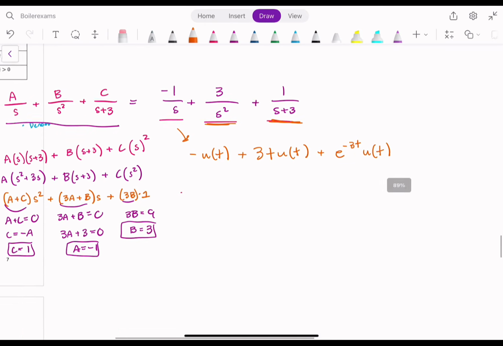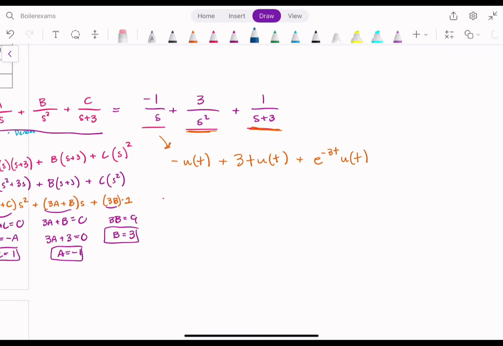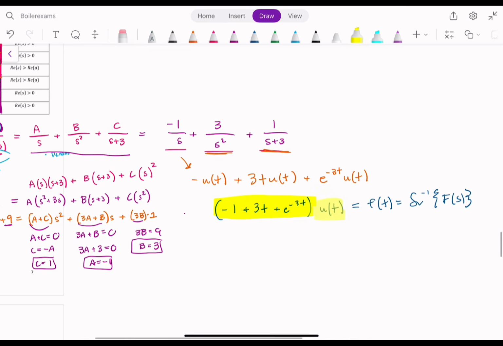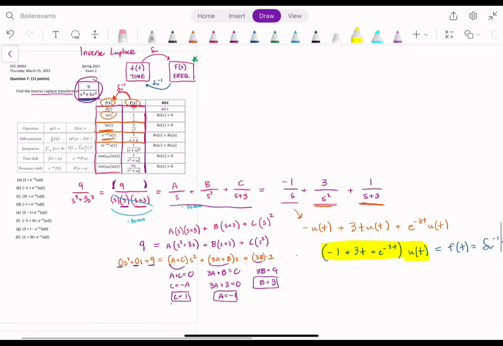We can factor out this u of t here, and we will get negative 1 plus 3t plus e to the negative 3t, times u of t, is equal to our function, which is equal to the inverse Laplace of our original function of s. And this is ultimately our answer. So if we go over to our answer choices, we will see that we have the correct answer right there. And so that's it. That's a very simple inverse Laplace question.